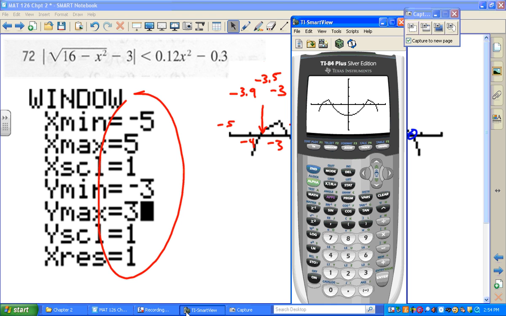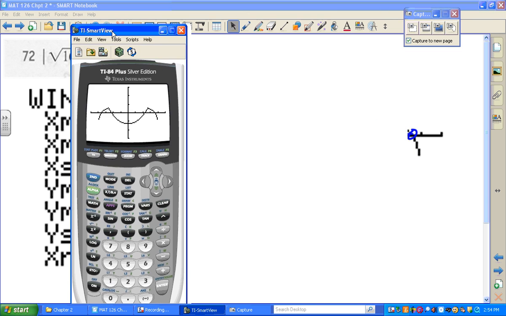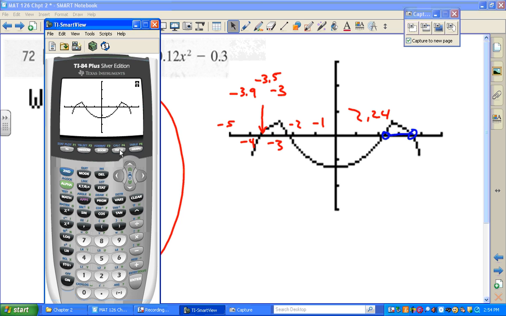It says error on the bounds. Second calculate 0. Left bound -3.9. Right bound I said -3. And guess of -3.5.